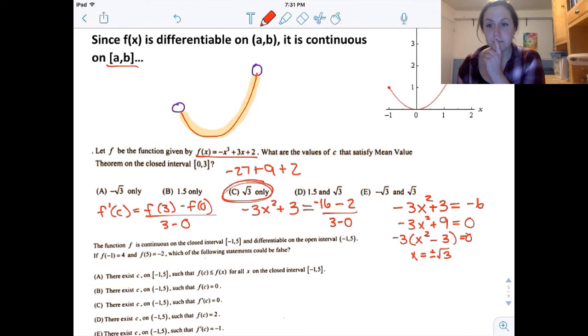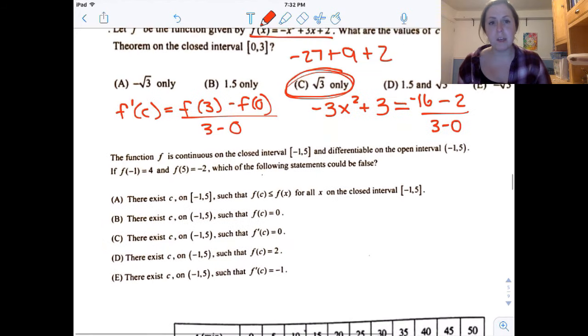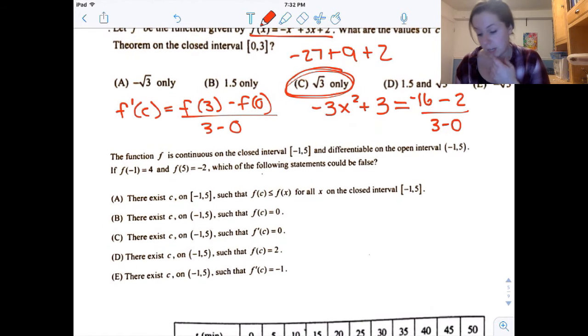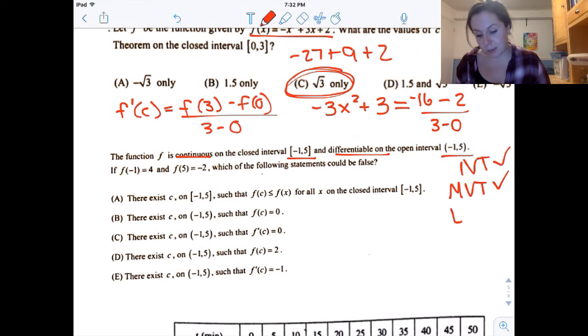All right, let's look at another one. And these kind of multiple choice questions tend to trip people up because there's a lot of different things going on here. So f is continuous on the closed interval and differentiable on the open interval. So here's what I already know. IVT applies because it's continuous on the closed. MVT applies because it's differentiable on the open. So it could be either of those, right? EVT also applies because it's continuous on the closed, which means we have a max and we have a min, okay?